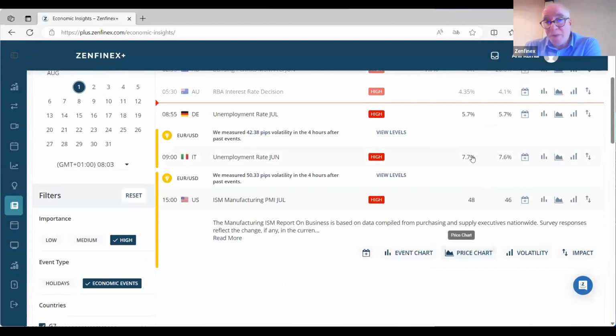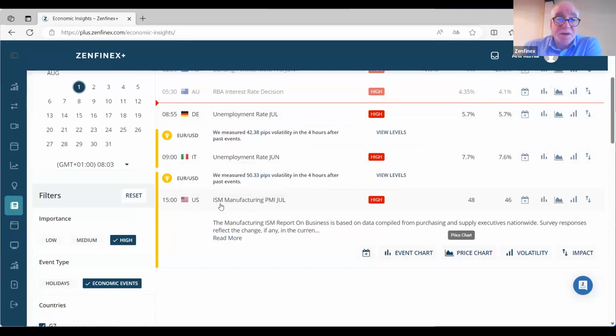In less than an hour, we've got some German news coming out, which will definitely affect the Eurodollar: the unemployment rate in Germany. So that'll have an impact. And also in Italy, 5 minutes later. So keep an eye out for the Euro around 9 o'clock UK time. And by the way, these timings are based upon UK times.